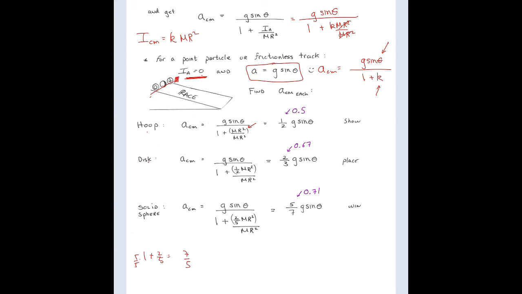And then I just converted each of these to a decimal, and then this shows you that before, when we argued that the sphere wins because most of its kinetic energy was wrapped up into translation, okay, here this shows that the acceleration of the center of mass is 71% g sine, whereas the hoop is only 50% g sine. Okay, so that'd be another way to argue that the sphere wins.